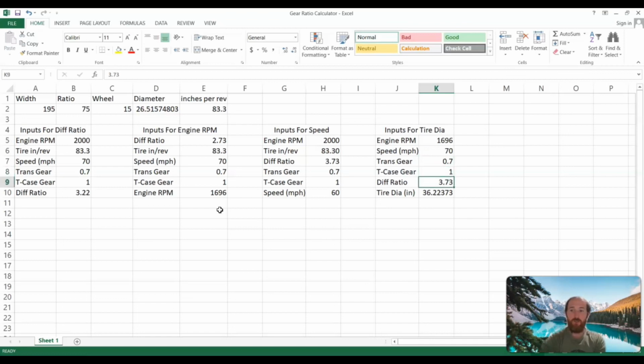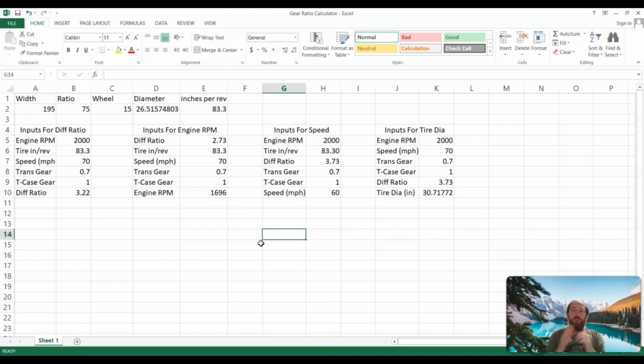Our gear ratio, if I went to a 3.73 rear end, I'd actually have to go with a 36-inch tire to get the same thing. And we're not going that big. Anyway, so that's how you can use this calculator for various different things. You can use that same equation that we saw on the board over there. And yeah, so you can use this equation for a lot of different things.